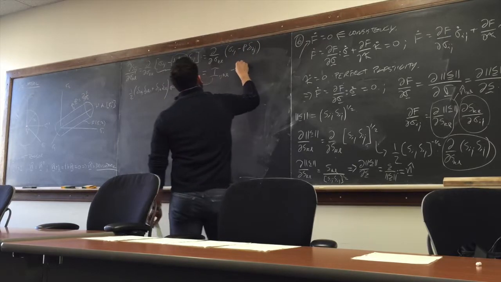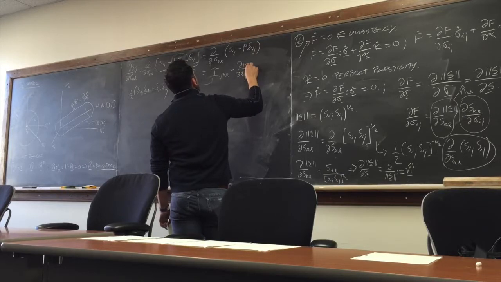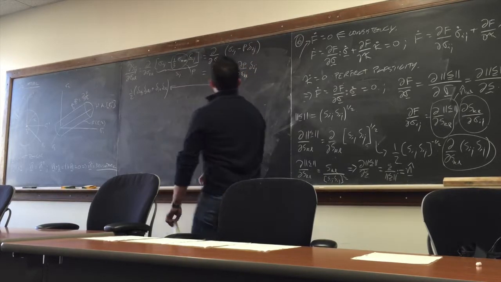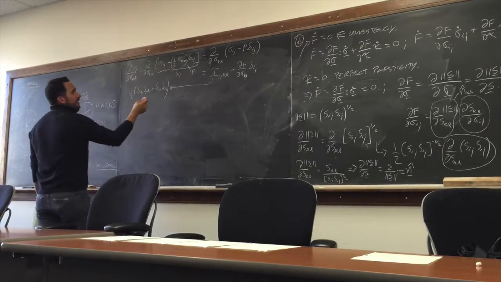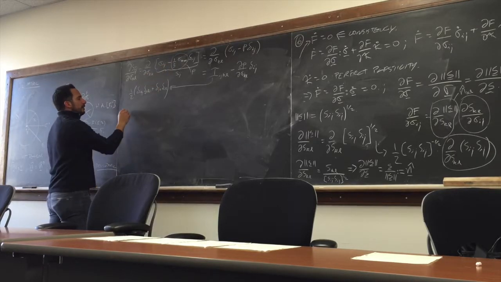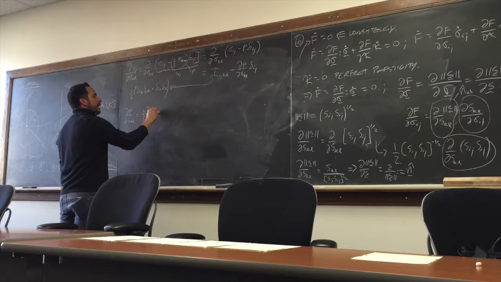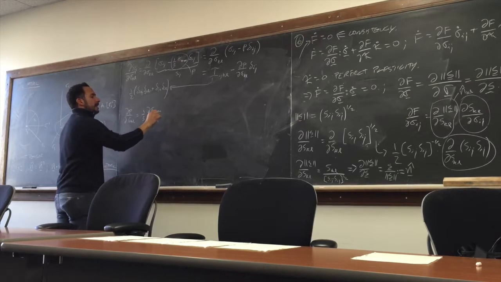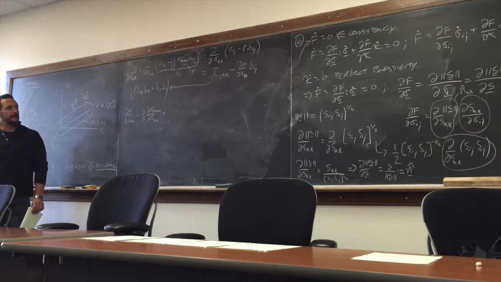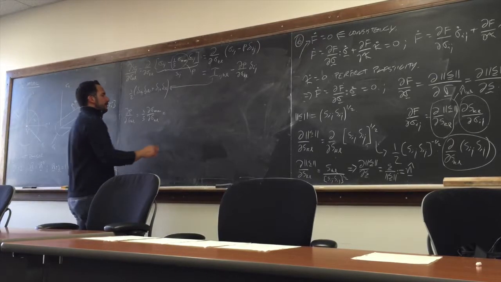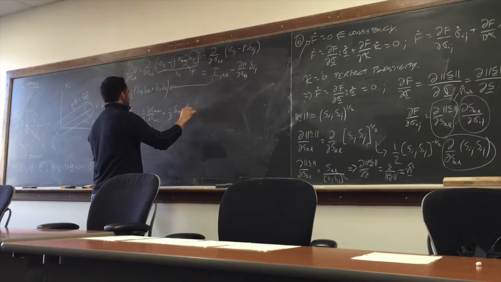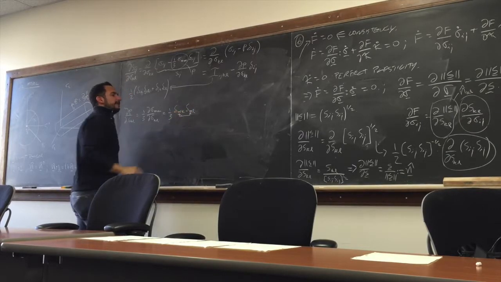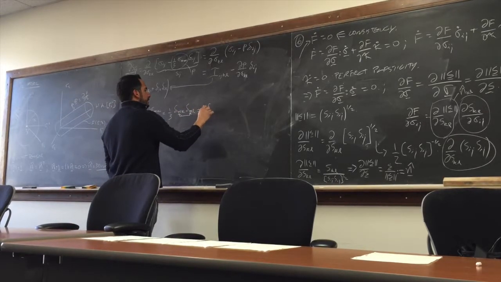Then all we need to do is find out what dP d sigma KL is, and we will be done. P is nothing but 1/3 of this guy, so dP d sigma KL is nothing but 1/3 d sigma MM d sigma KL. Applying the same results that we know from before, this is 1/3 delta M K delta M L. The dummy indices contract, and this is 1/3 delta KL.